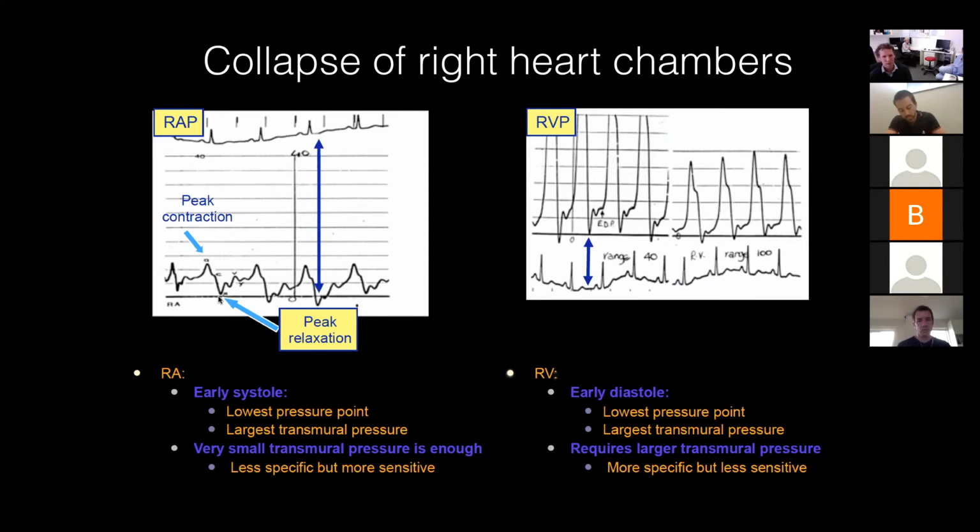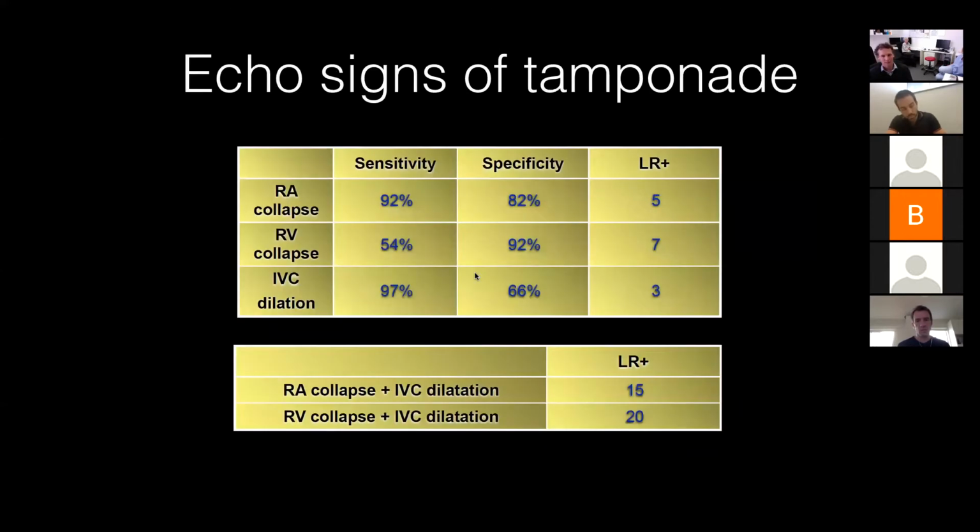Okay? In terms of specificity and sensitivity, they are not perfect for any of them. But the likelihood ratio is what's important for me from a clinical point of view. So if you see right ventricle free wall collapse, that patient is much more likely to have tamponade on a clinical basis, based on the evidence.